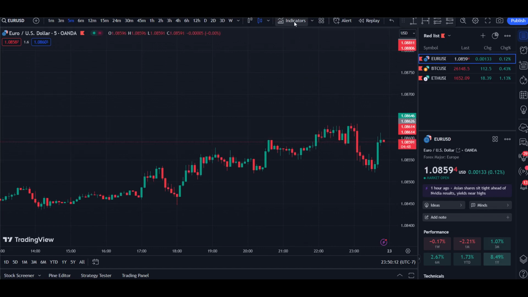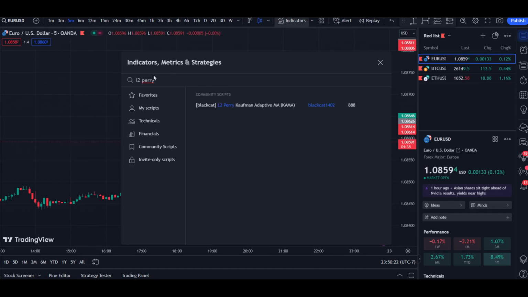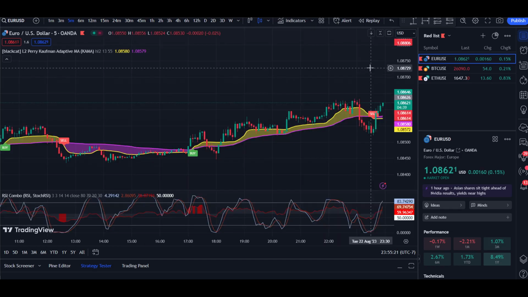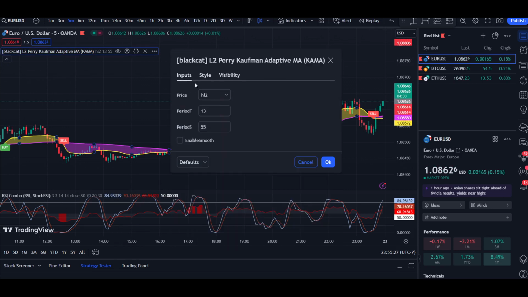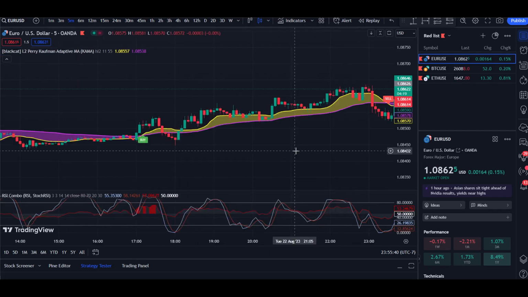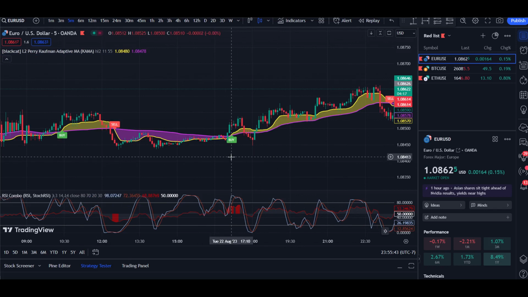So we're going to be using two different indicators for this strategy. The first indicator, we're going to type in L2 Perry, and it should be the only indicator that pops up. The second indicator that we'll be using is the combo STO plus RSI, and we're going to click on this one right here. So after we have our indicators loaded up, we're just going to go to settings on the first indicator, go over to inputs, and we're going to change the period F to 11. Feel free to change the style and visibility to your liking. All right, so this is how your chart should look similar to at this point.